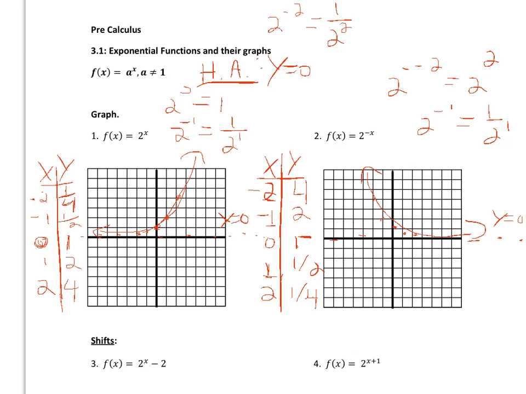But you can see how they almost look like boomerangs. Number 1, it increases left to right. Number 2, since you put a negative in here, the graph goes down left to right. Okay, let's do a couple more.